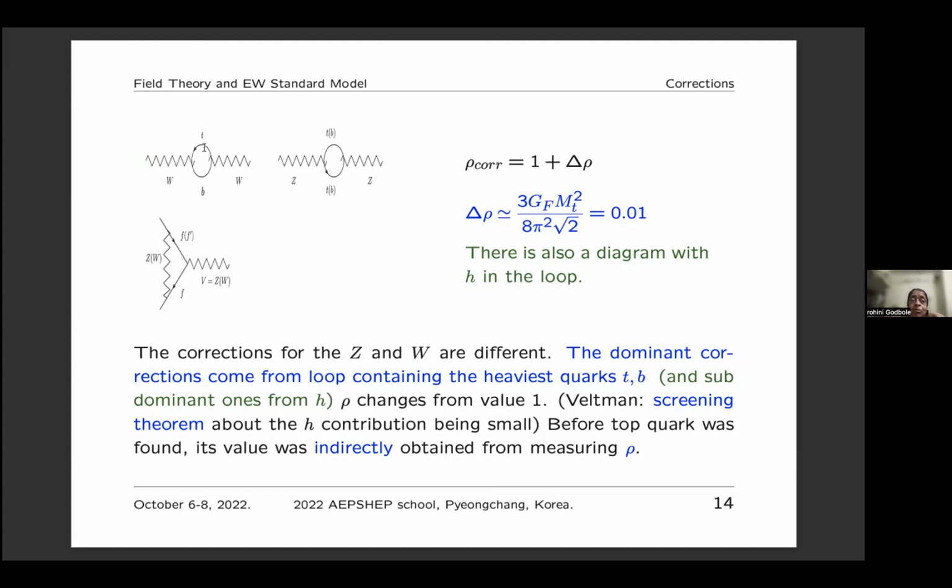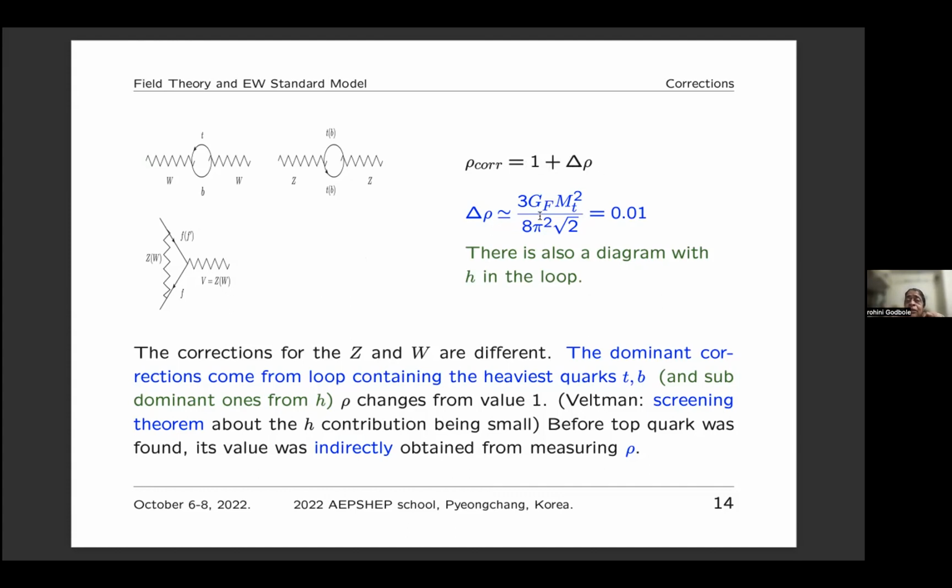So for the W, the major contribution is coming from T B bar, whereas for the Z, the contribution is coming from B B bar or T T bar. Which means that the size of the correction for the W and the Z at the tree level is different. Therefore, if I calculate the corrected masses of the W and the Z, and I calculate MW square over MZ square cosine square theta W, then you find that the corrected value of rho is slightly different from 1, and that is 1 plus delta rho.